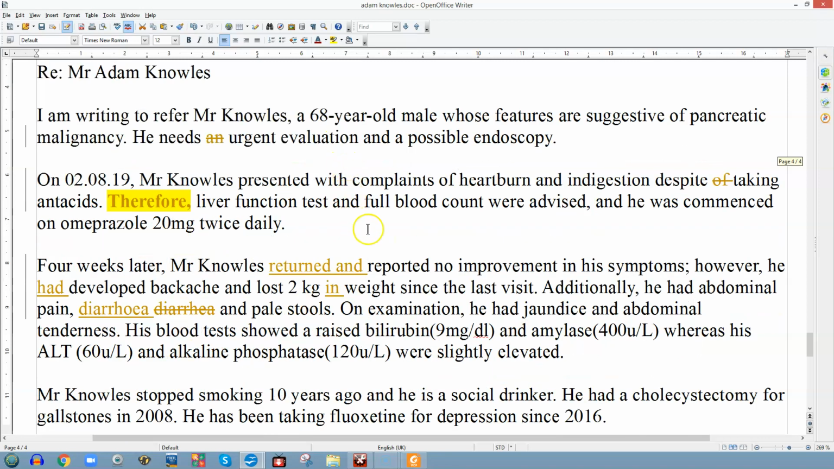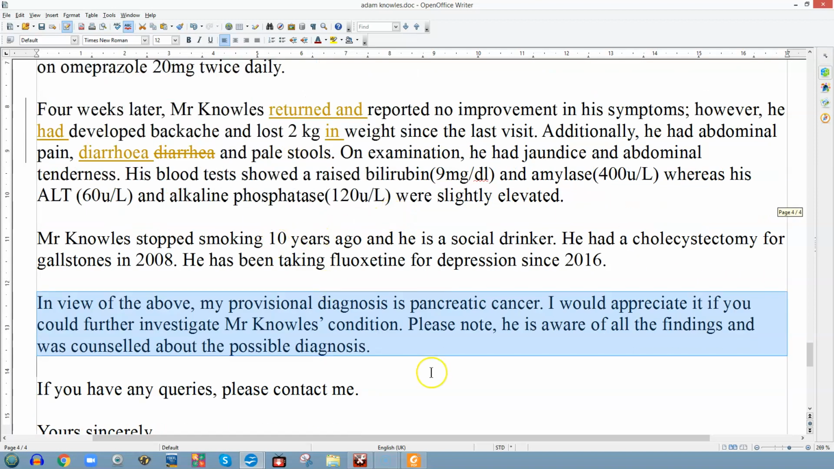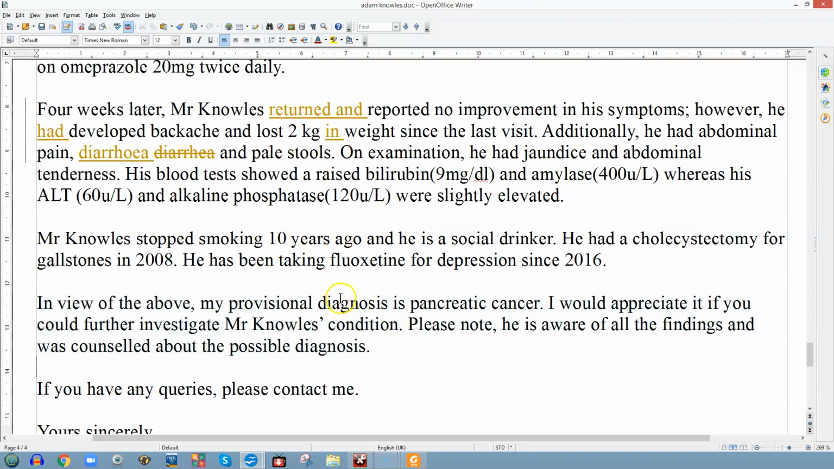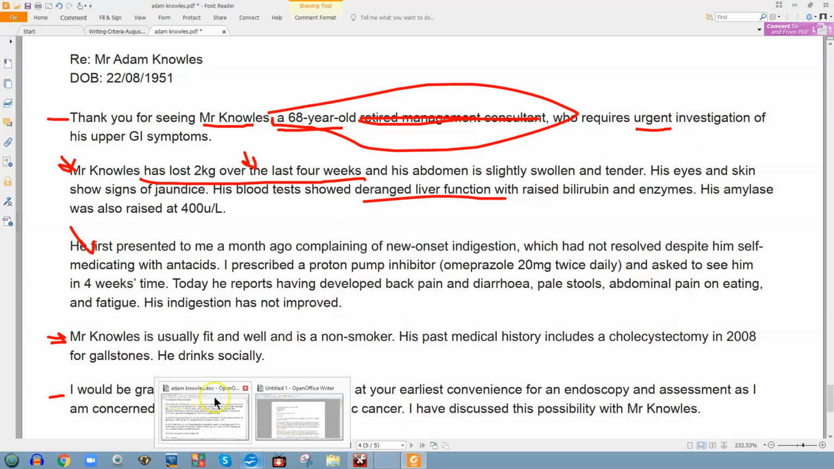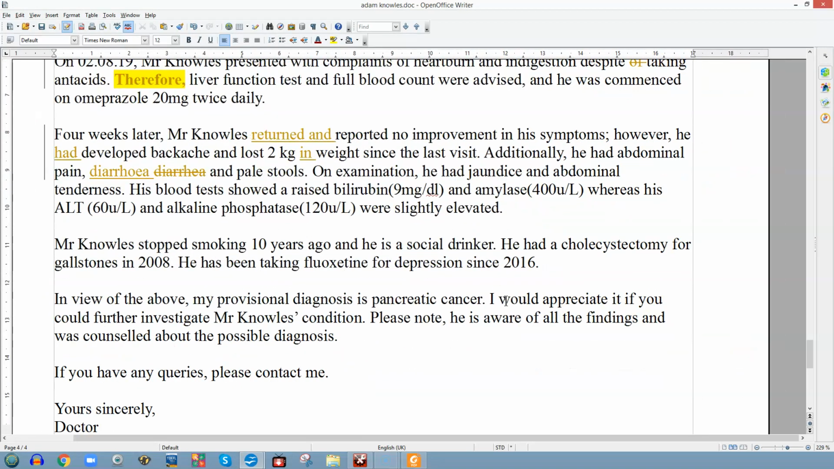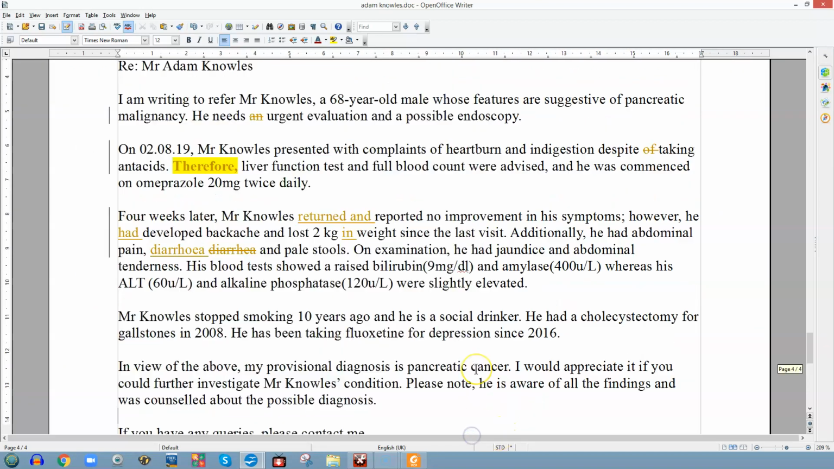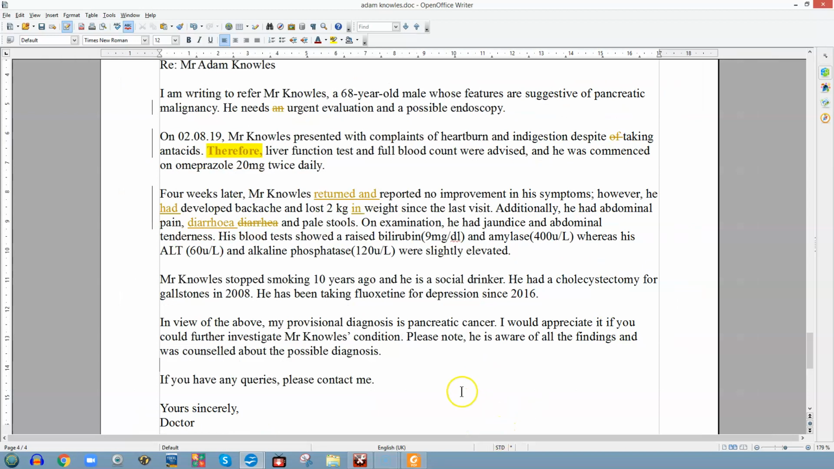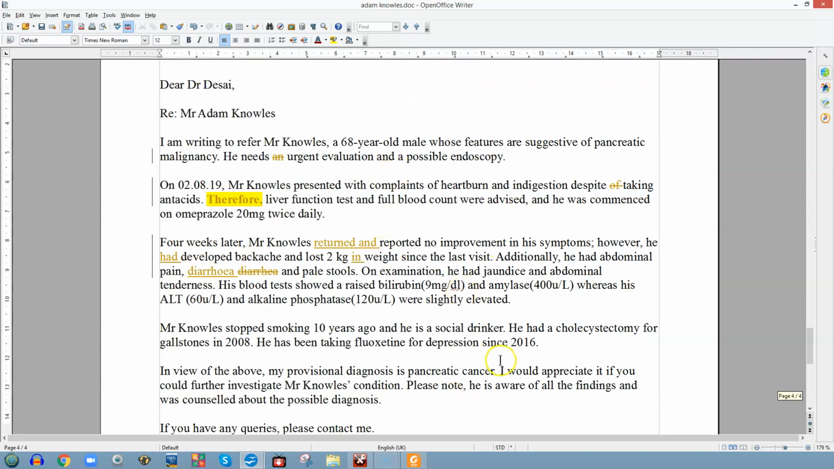So you've got your greeting, visit 1, visit 2, what's going on, a bit of history, in view of the above, my diagnosis is, etc. Okay, that's pretty good. So this is their example, and this is the final letter here. I think this final letter is pretty good. I'll just put it on the screen so you can see all of it. Okay, it's not bad at all.